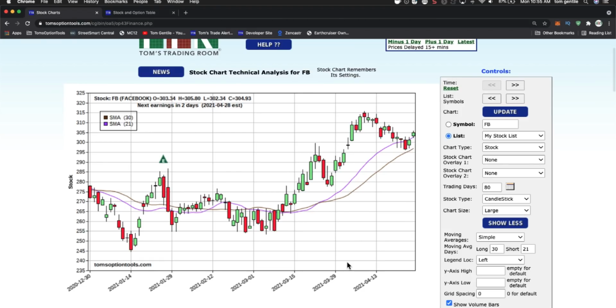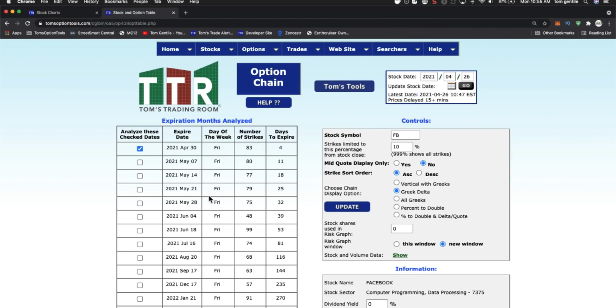Take a look at Facebook right now. It's trading right around, this is as of the beginning of the week, $305. Perfect. All right, what we want to do is we want to use this week's options, which expire after earnings. Earnings are in 2 days, so let's use this week's options. And what we're going to do, here's the Friday options right here.